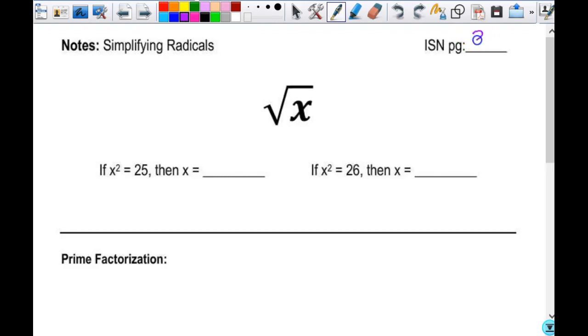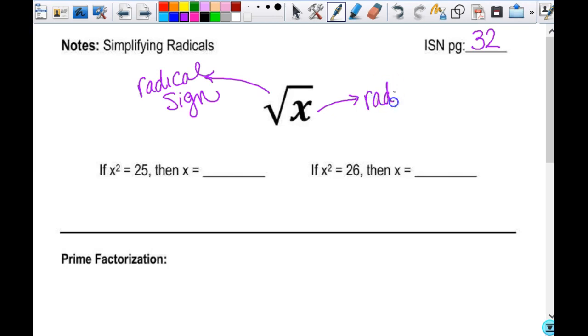So this is going on page 32 when we're done. So you should know that a radical is a square root. It's like the big boy and girl way to say square roots, because we use the proper language now. So this square root sign is also called a radical sign. And what's underneath the radical is what's called the radicand.